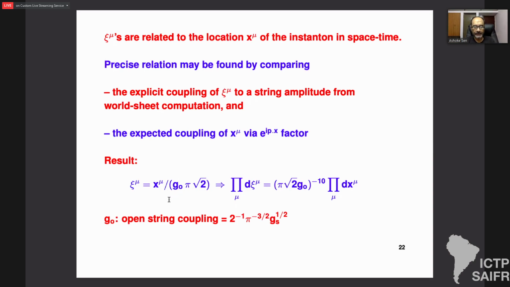GO here is an open string coupling, which is related to the closed string coupling GS by the specific relation. And this means that the product over xi mu, d xi mu, I can now rewrite as product over dx mu with this extra factor over here.